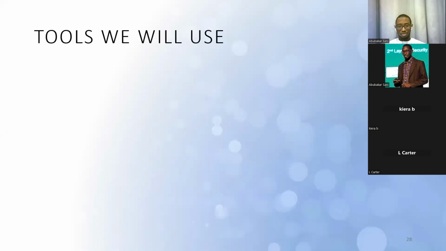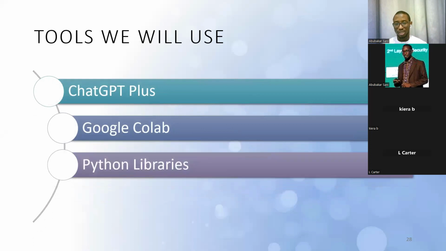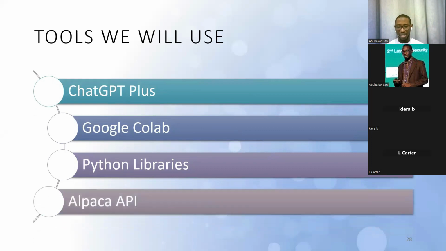Okay. So now that we know this, the next thing is to talk about the tools which are going to be used. And whenever you are building anything, you need tools. And the tools we will require here include ChatGPT Plus. We have Google Colab, and then we have Python libraries. Finally, we have Alpaca API.